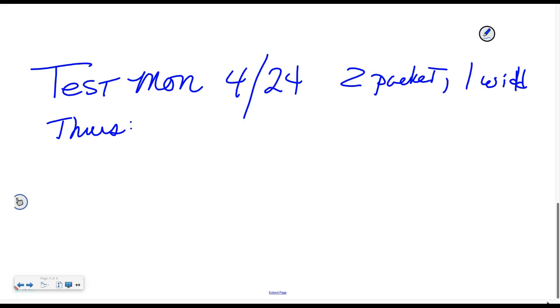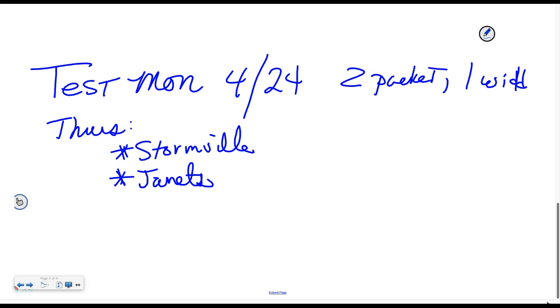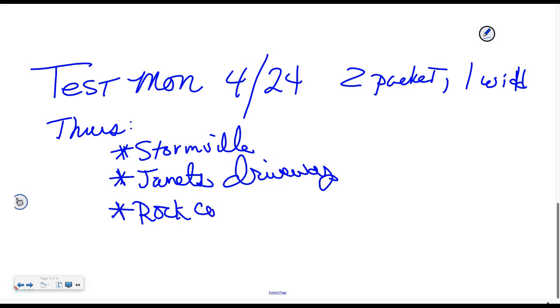Then for Thursday, you need to do 3 of them, and I'm going to check that they're done. I'm going to make them 5 points each. That's a pretty hefty assignment for not much time put in, but I want to make sure you do them. You are going to do these 3. Stormville: if you want to go in your packet and put a star by it, it's raining, and there's a rate in into a bucket. You're going to do Janet's driveway. It's snowing, she gets up and starts to shovel, so there's a rate in, rate out. And then there's one with a rock concert. It's the very last one. Those are the 3 I'm going to check on Thursday.